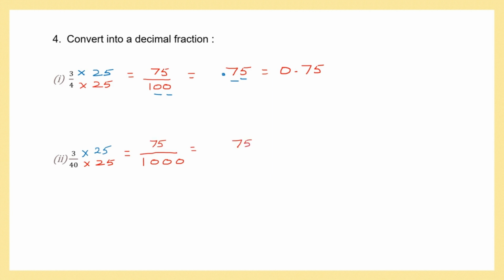Now let's count the number of zeros. 1, 2, 3. The point has to move 3 places to the left. 1, 2, 3 and then I put a point. So now my final answer, let me put a 0 in that place that's missing. My final answer will be 0.075.